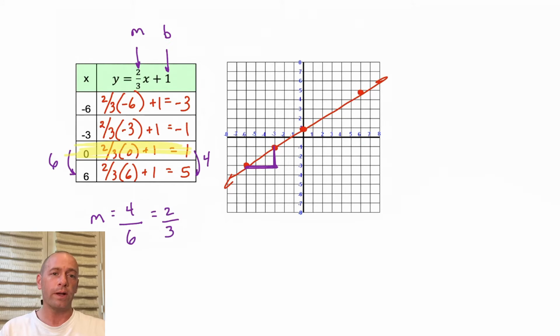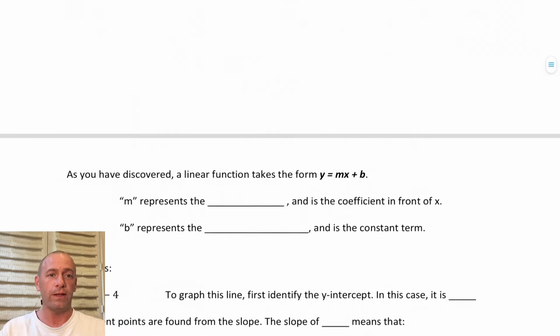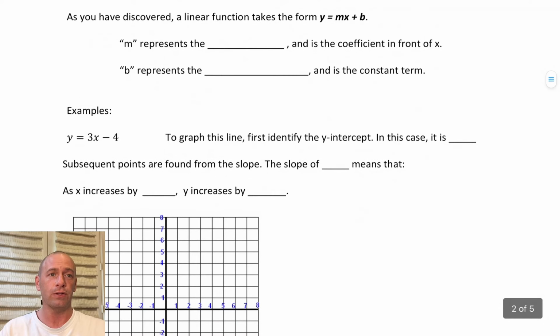So if we know how to identify those 2 quantities and we know what they mean, we can graph these without using a table of values. And that's summarized here. As you've now discovered, a linear function can take the form y equals mx plus b. M represents your slope or your rate of change. It's the number in front of x. And b represents the y-intercept, or where it crosses the y-axis, and it's going to be your constant. You can pick those off if you have y equals.